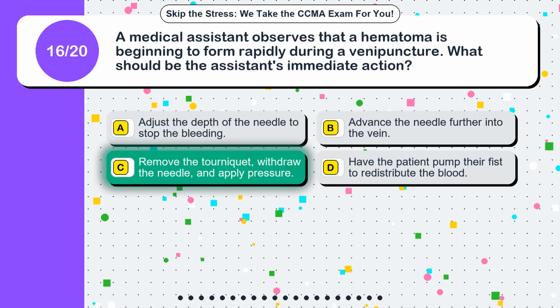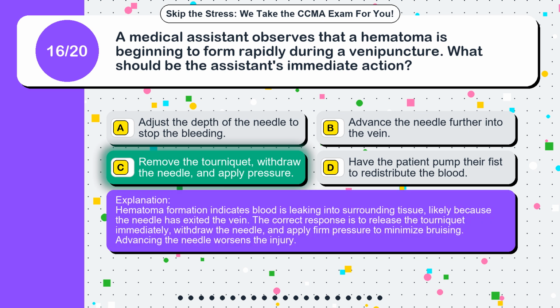The correct answer is option C, remove the tourniquet, withdraw the needle, and apply pressure. Hematoma formation indicates blood is leaking into surrounding tissue, likely because the needle has exited the vein. The correct response is to release the tourniquet immediately, withdraw the needle, and apply firm pressure to minimize bruising. Advancing the needle worsens the injury.